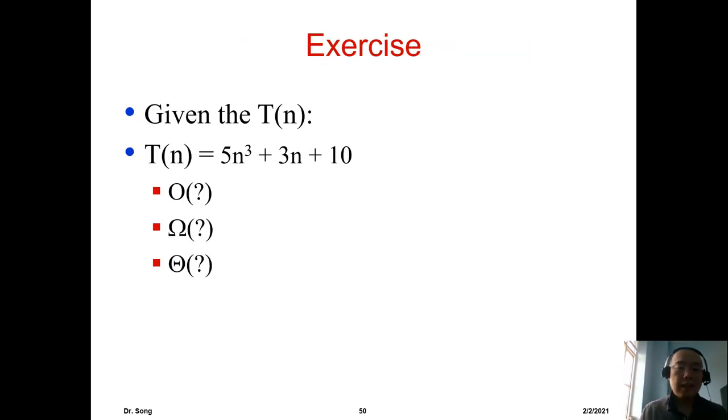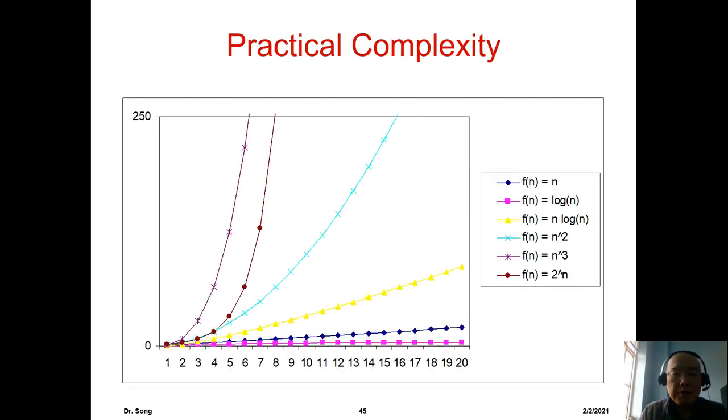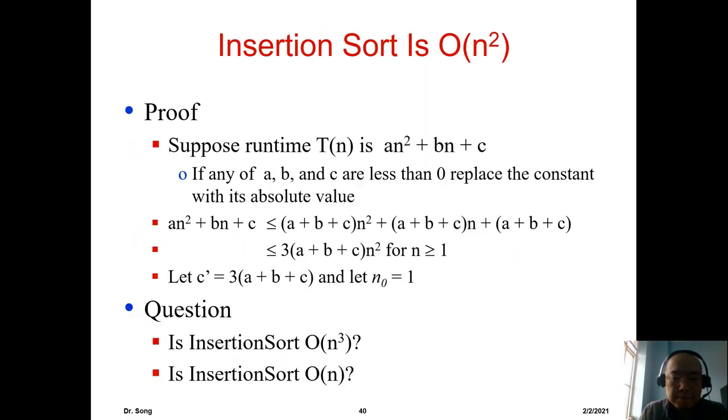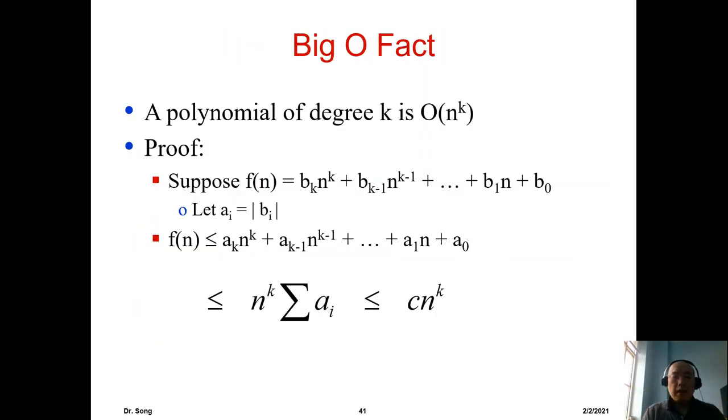So for a given T(n) equals 5n cubed plus 3n plus 10, what is the big O? For the big O, we can write a polynomial like b_k n^k, where k is the highest degree of the polynomial, and then lower degree terms. If the highest degree is k, then this polynomial is big O of n^k, right?